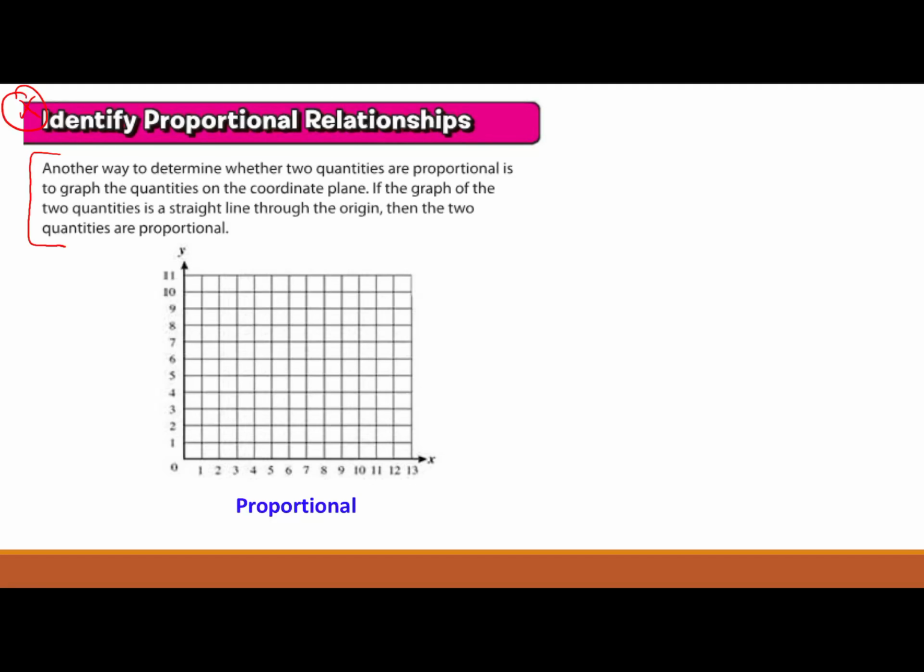Alright, go ahead and read with me as I read out loud. Another way to determine whether two quantities are proportional is to graph the quantities on the coordinate plane.